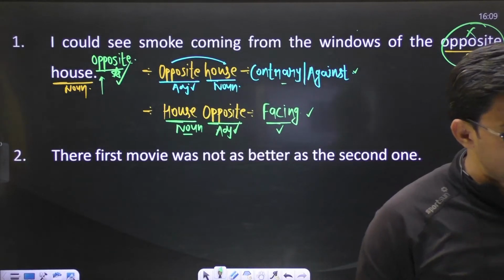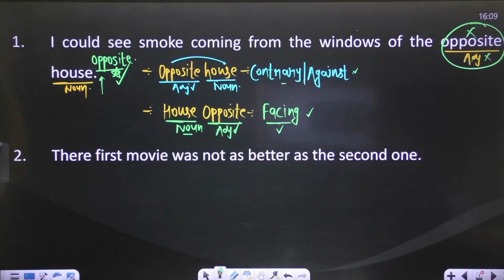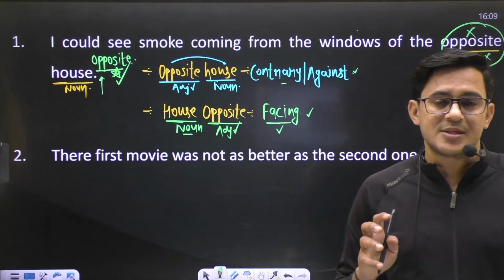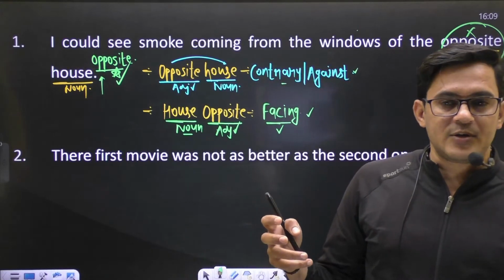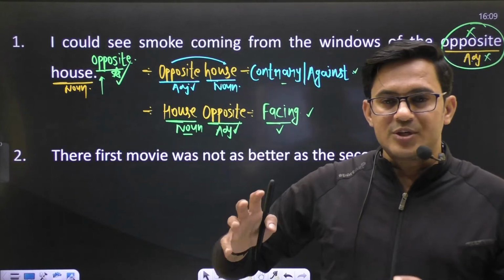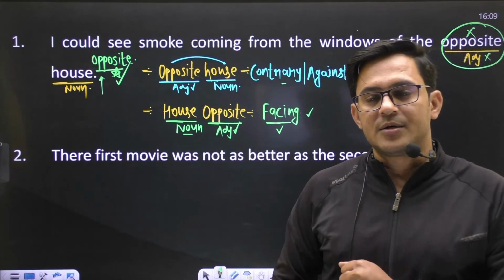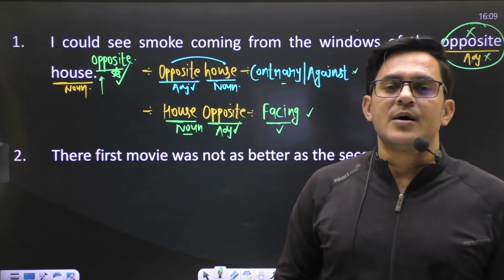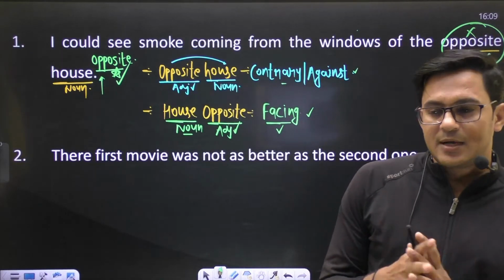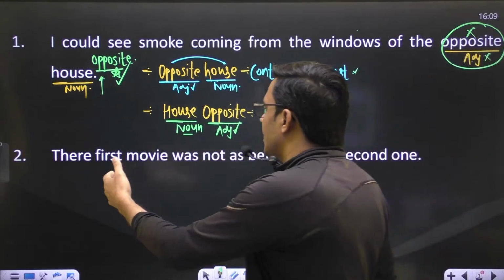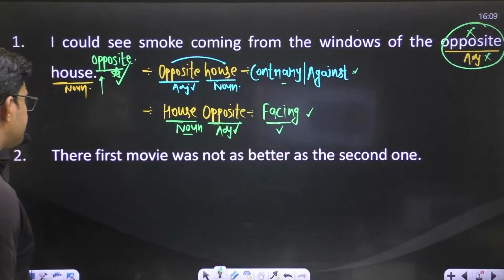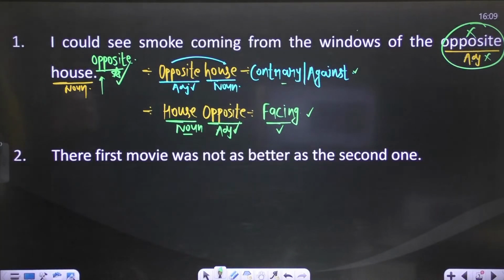Are you getting my point? Adjective, we are discussing adjective. This is one of the most important chapters. You will find many concepts in this chapter which are very crucial, which you are entitled to learn. Okay, next sentence is, the three first movie was not as better as the second one.